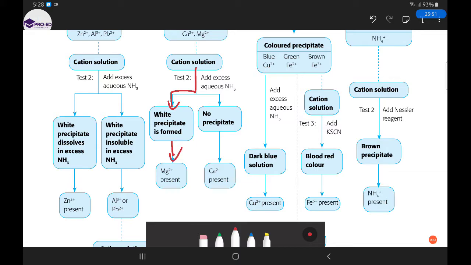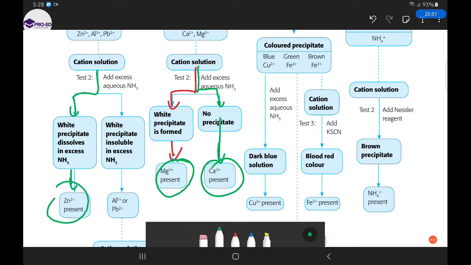So either way, guys, whether you went down that path or this path, you have already confirmed magnesium and calcium. And also don't forget, earlier we came down this path and we also confirmed zinc. So we've done all that confirmatory. So basically for zinc, magnesium and calcium, there is no real confirmatory test, but by doing these observations and seeing whether the precipitate dissolves or not, you can practically reach a conclusion that it is the only ion possible.